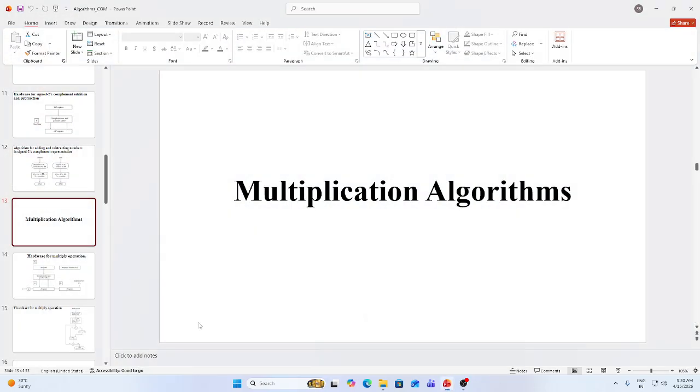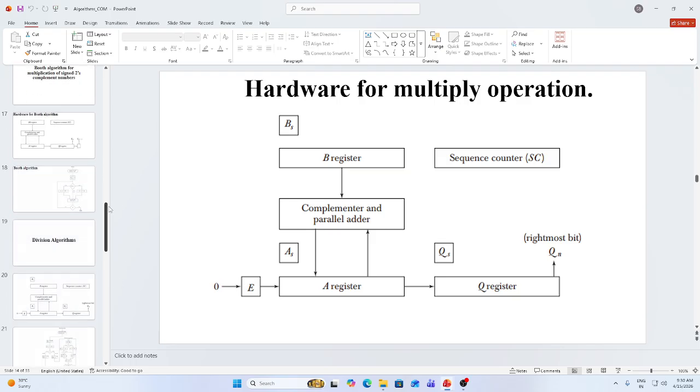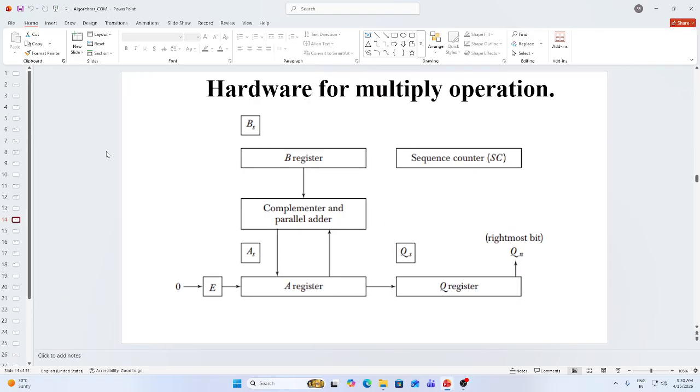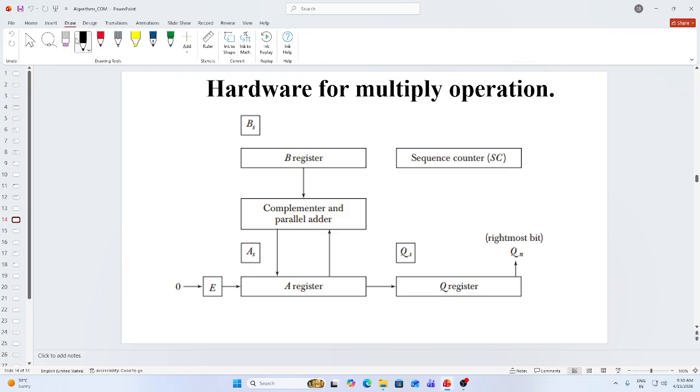So let us see what hardware is required. This is the hardware which I am going to use for the multiplication. In this hardware, you know that, right? We have the A register and the Q register. The A register is initialized with zeros.